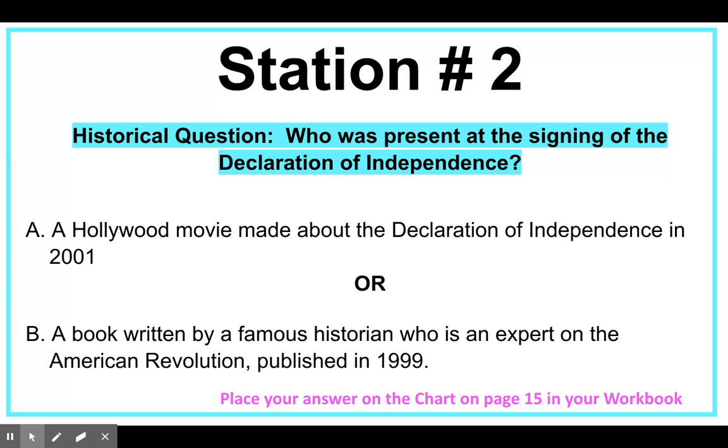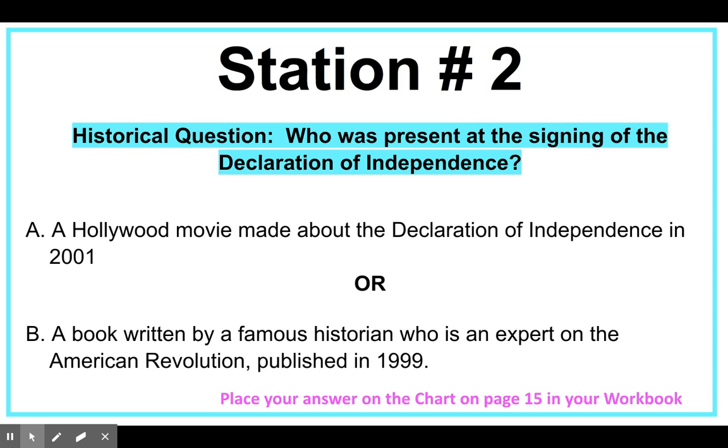Because if he's a famous historian, he's an expert at his job. His specialty is the American Revolution, and the Declaration of Independence was signed right at the beginning of the revolution. So obviously this historian has looked at various sources, and he has corroborated evidence, and he says, this is what happened. I trust his book more than I trust the Hollywood movie.